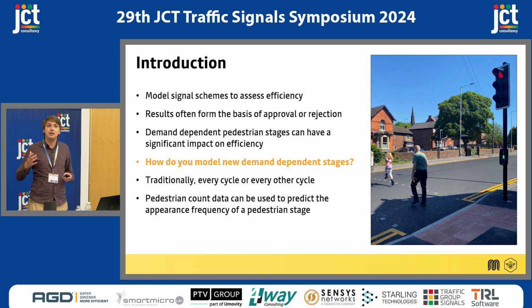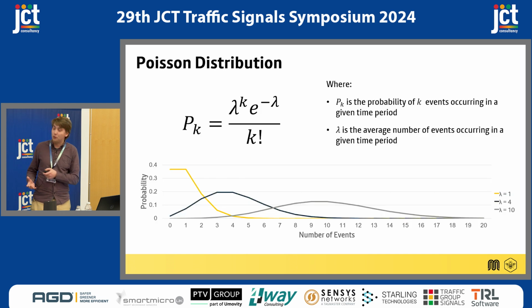So effectively what I'm looking at is saying, well, if we have pedestrian count data at those locations as part of our scheme process, then we can use that data to try and predict that appearance frequency. There are lots of different ways that demand-dependent stages are dealt with in different software packages. This is very much looking at early stage scheme appraisal and very much focused on LinSig. And it's all based on some fairly well-established maths.